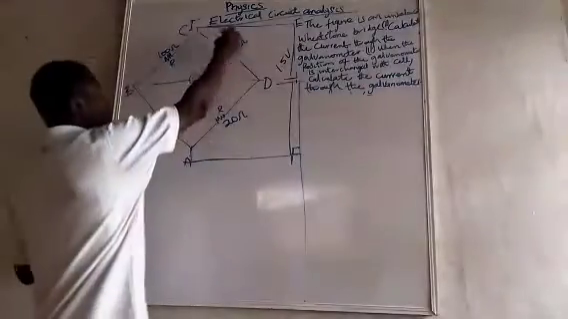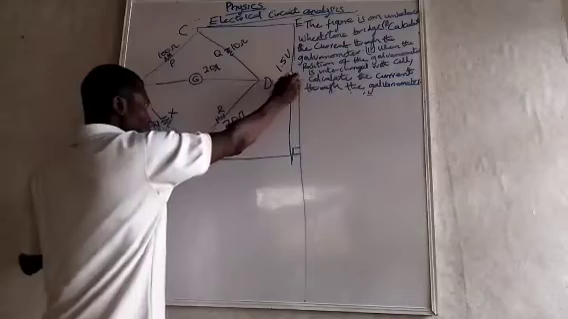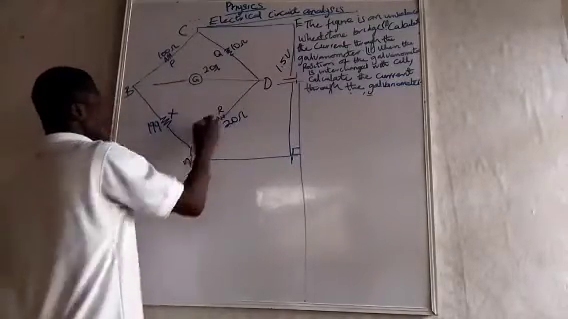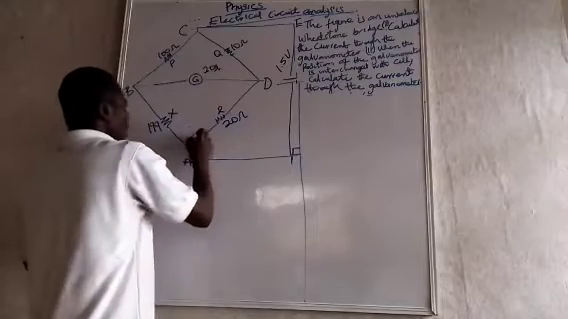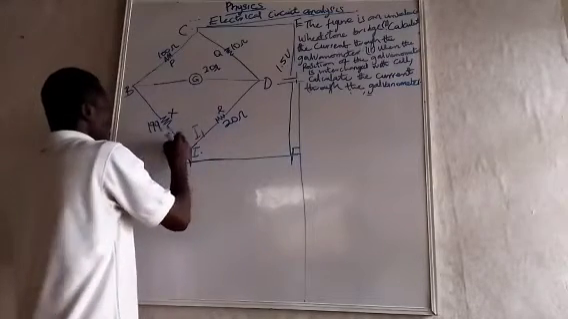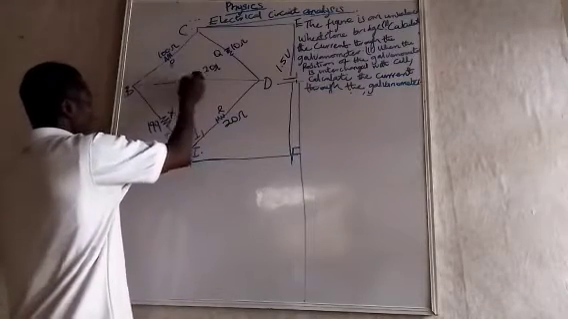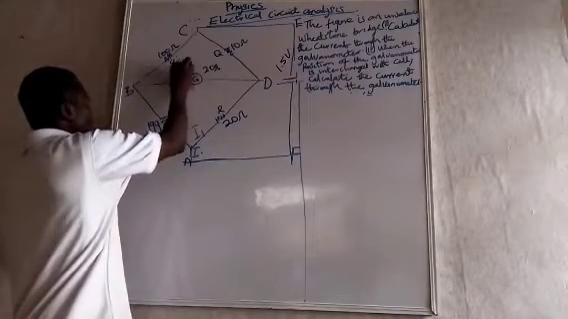Let's look at it like this. The cell here is going to give us current I. And this current, on coming here, it will branch. We have I1 here and I2 here. As it is going on here, let's take it like this, that IG will flow like this.